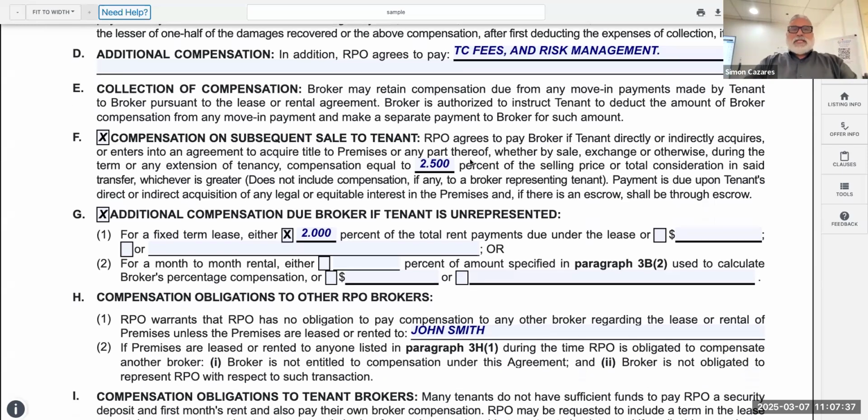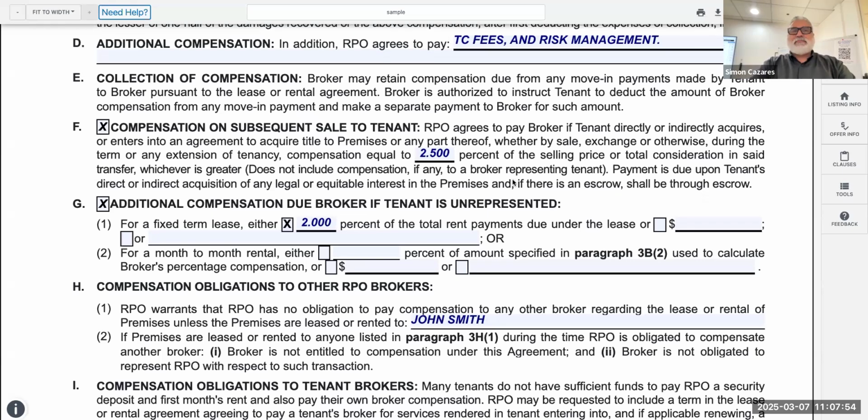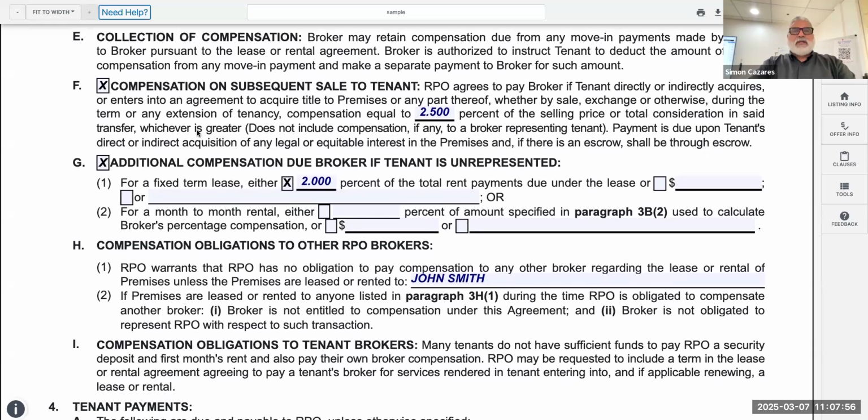All right, collection of compensation. Broker may retain compensation due from any move-in payments made by the tenant to broker pursuant to the lease or rental agreement. Broker is authorized to instruct tenant to deduct the amount of broker compensation from any move-in payment and make a separate payment to the broker for such amount. Pretty self-explanatory.